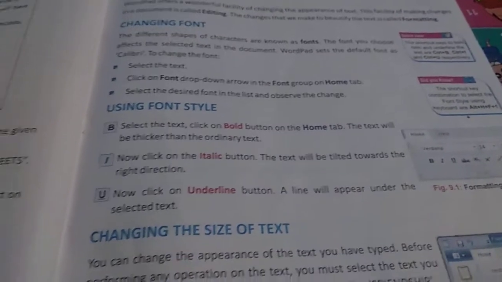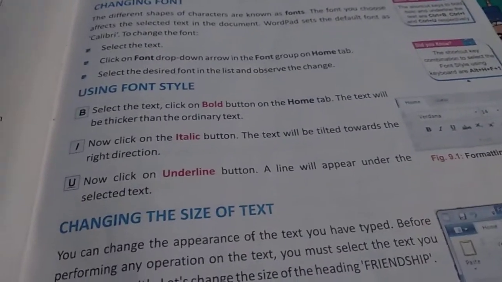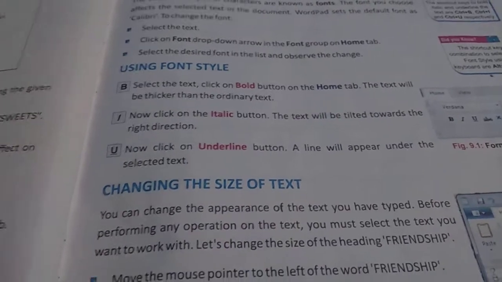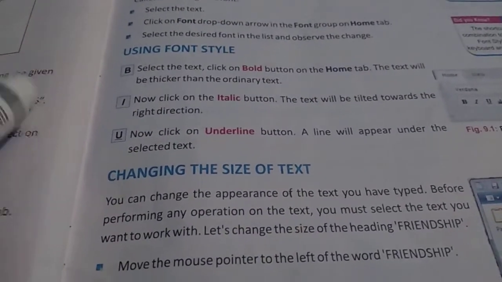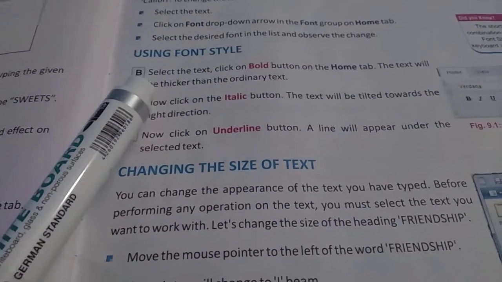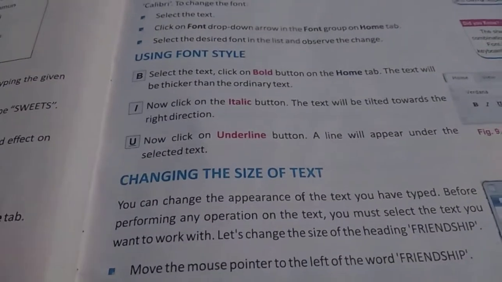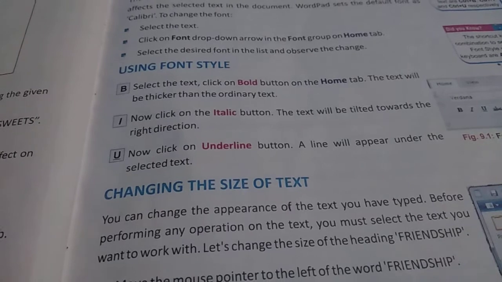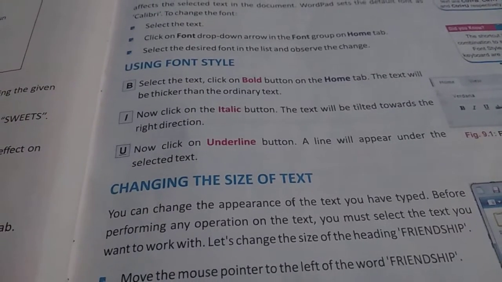Now after changing the font, the next topic is using the font style. First is B. This B is for bold. Select the text, click on the bold button on the home tab. The text will be thicker than the ordinary text.